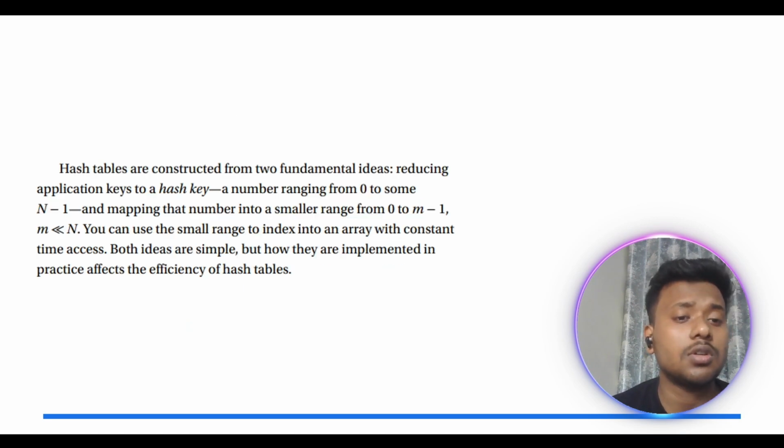Hash tables are constructed from two fundamental ideas: reducing application keys to a hash key, a number ranging from 0 to N minus 1, and mapping that number into a smaller range from 0 to m minus 1, where small m is very much smaller than capital N. You can use the small range to index into an array with constant time as well. Both ideas are simple, but how they are implemented in practice affects the efficiency of the hash table.